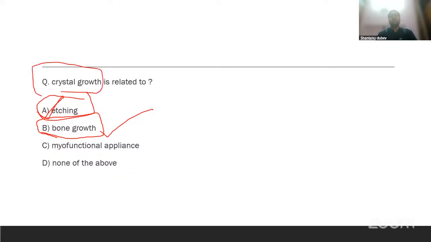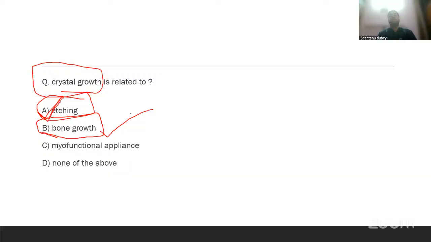This is a question which I asked previously. What I want you to remember is that it has been given in the previous edition, and the answer is something related to bone growth. But I also want you to remember that whenever etching comes in the options, take etching. Crystal growth is a modern technique. Etching can be done through various means, through laser also. So that is where we see a crystal growth technique. So the answer would be etching.